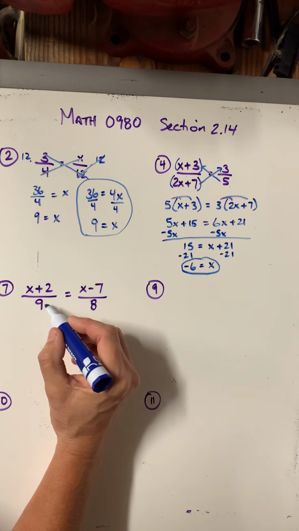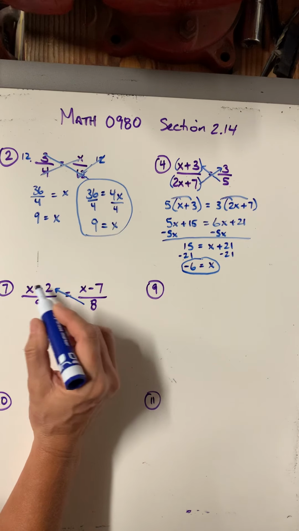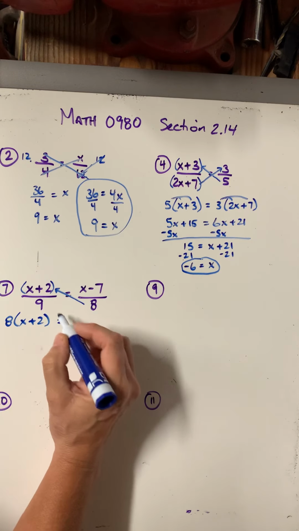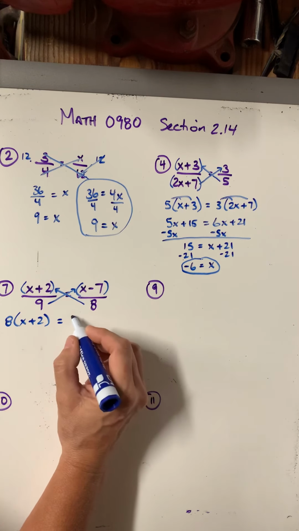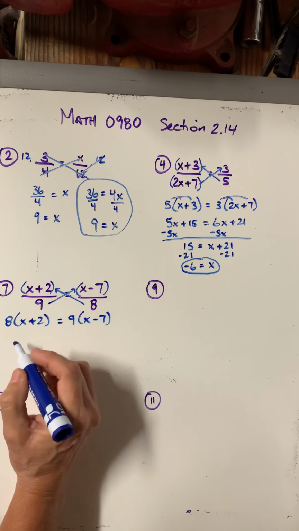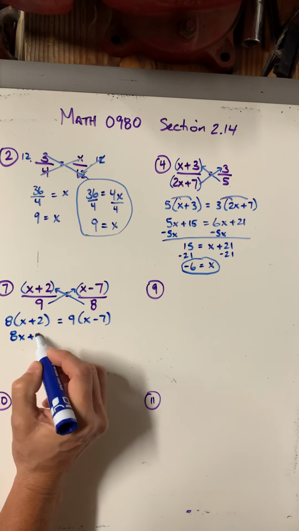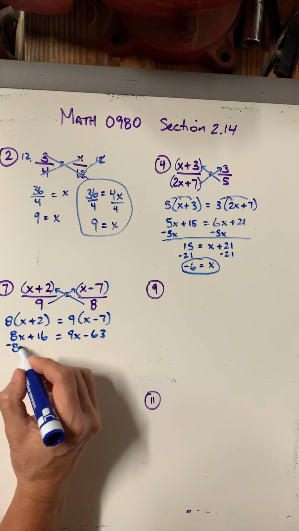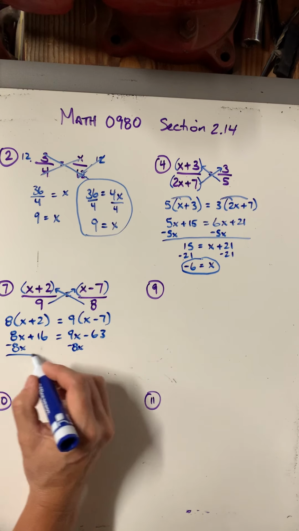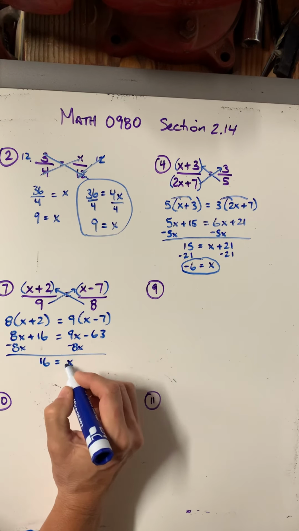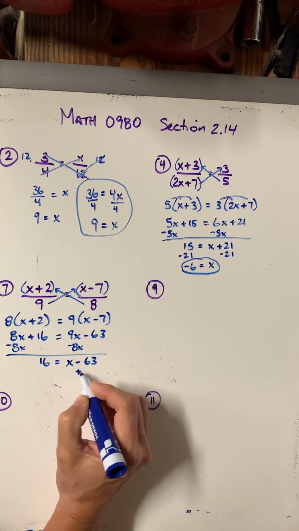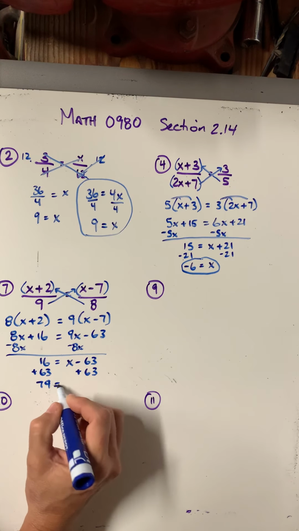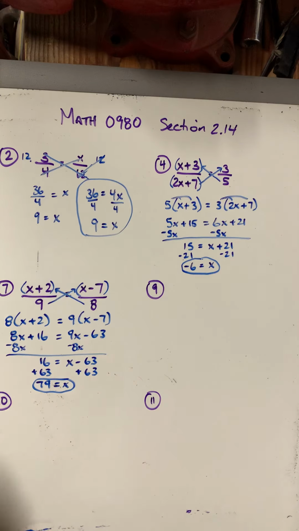All right, so let's try number 7. Again, we're going to do a cross multiplication. Put this in parentheses. So I'm going to have 8 parentheses x plus 2 equals 9 parentheses x minus 7. Distributing that, I get 8x plus 16 equals 9x minus 63. If I subtract 8x from both sides, I get 16 equals x minus 63. If I add 63, I end up with 79 equals x. So that would be my answer for that one.